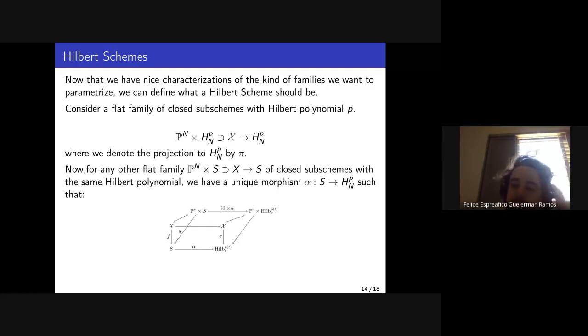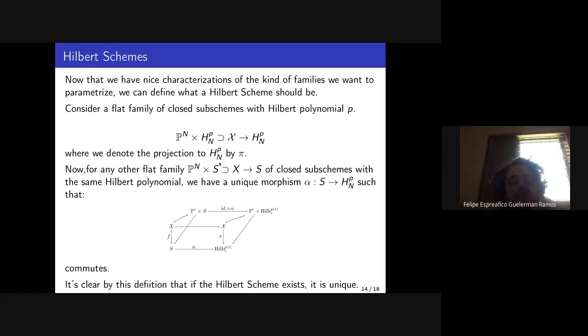And well, this diagram. So the thing is that the Hilbert scheme should be the set of all flat families, right? Not all flat families, I mean, of all closed subschemes with a fixed Hilbert polynomial. So if we have another family, this family should be inside the Hilbert scheme, right? That's the intuition. So that's why we get this unique morphism. And of course, this diagram has to commute. So that's the universal property.